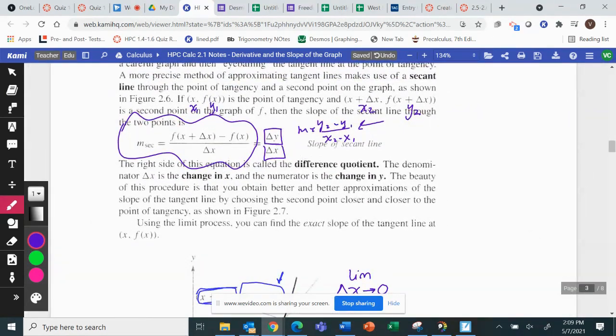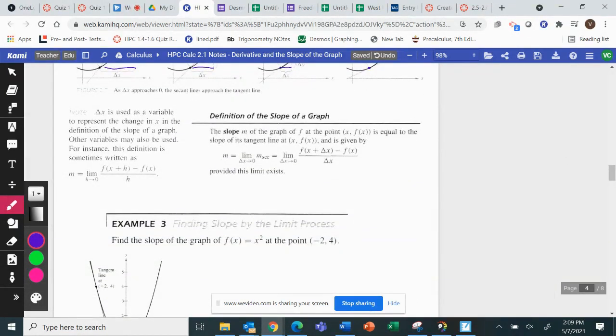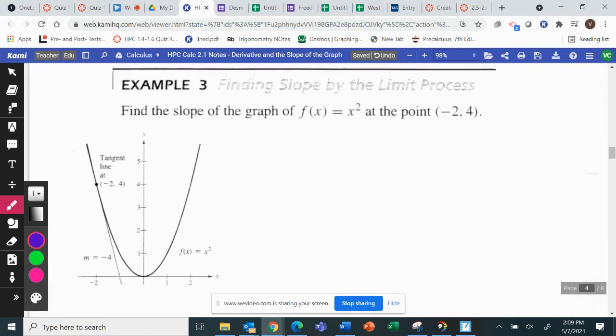Oh, this formula is called the difference quotient. So if you see the words difference quotient, that's what this formula is that I just put a big fluffy cloud around. That's called the difference quotient. Okay, so here we're going to do an example.